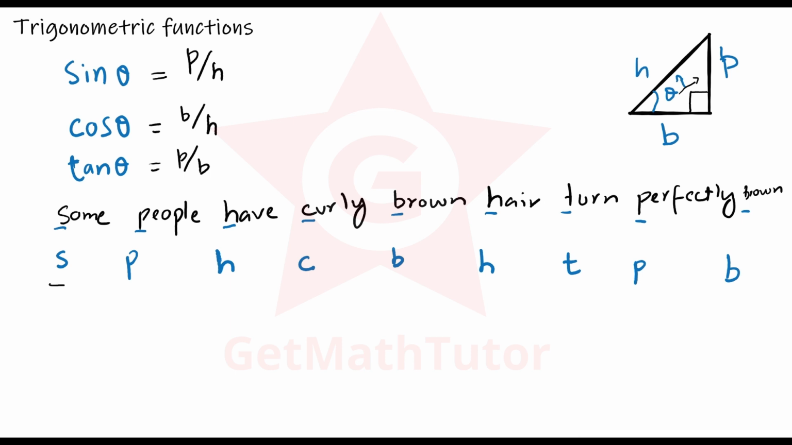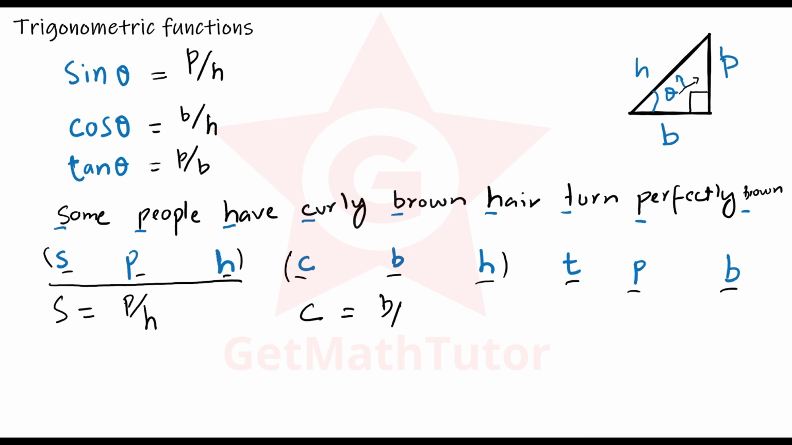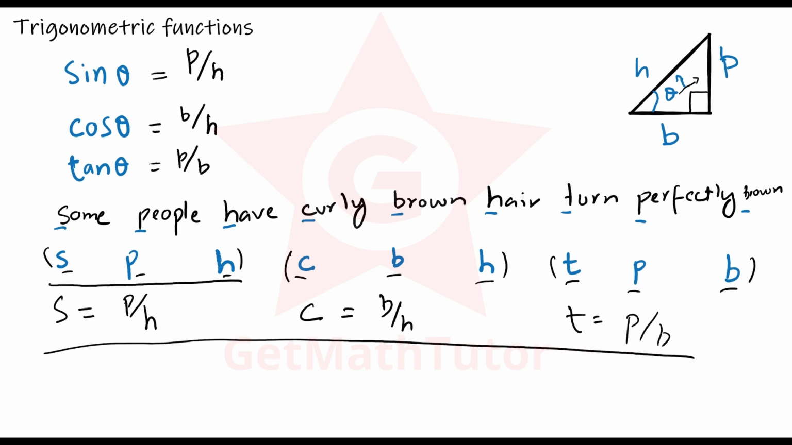So let's look at the first three. Isn't it sine equals perpendicular over hypotenuse? Cos equals base over hypotenuse, and tan equals perpendicular over base, isn't it? So let me write it like this. Sine equals perpendicular over hypotenuse, right? Using these three. Then I use these three. Cos equals base over hypotenuse. And using the last three, tan equals perpendicular over base. Okay? So that's how I remember.